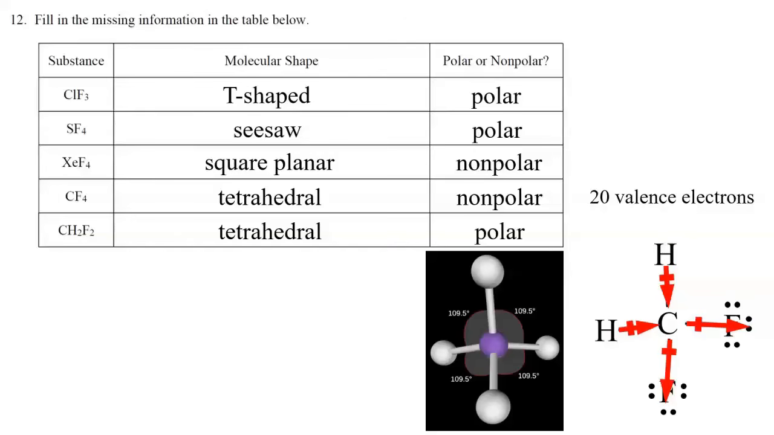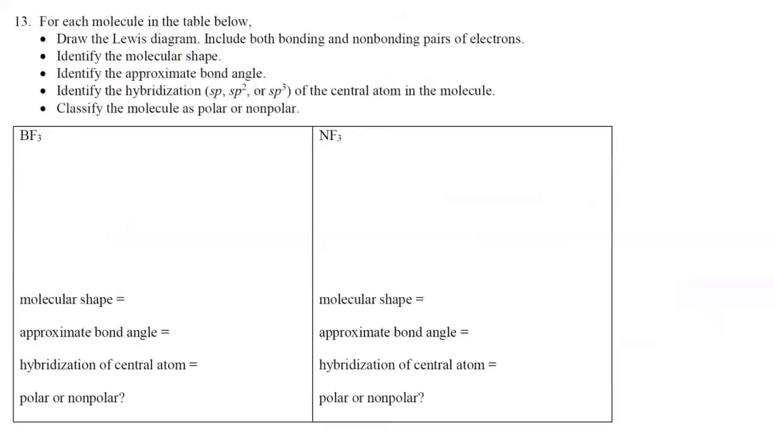So remember, if you have a tetrahedral molecule, it will only be classified as nonpolar if all 4 of those terminal atoms are identical. 4 fluorines, 4 hydrogens, 4 chlorines. But if you have 2 of one type of element and 2 of another, or if you have 3 of one type of element and 1 of another, that is asymmetry that messes up the balance, and that would become a polar molecule. All right, let's take a look at question 13.